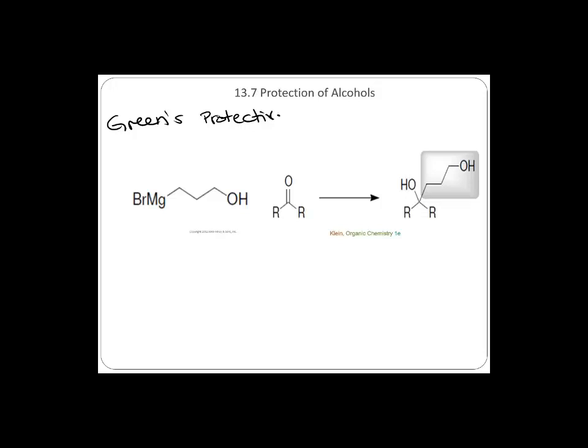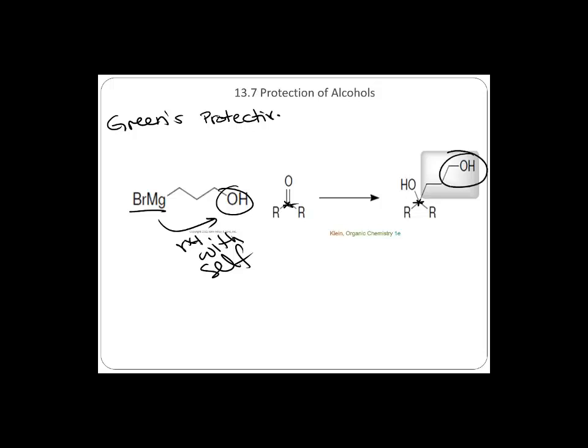So here's an example. Let's say I wanted to do a Grignard where I wanted to use this Grignard to react with this ketone. But the problem is that the Grignard I want to use has an alcohol in it, so it would actually react with itself. So instead of reacting at this position, which is right here, it would react with itself even faster before I could even put these things together. So that's a bad thing.